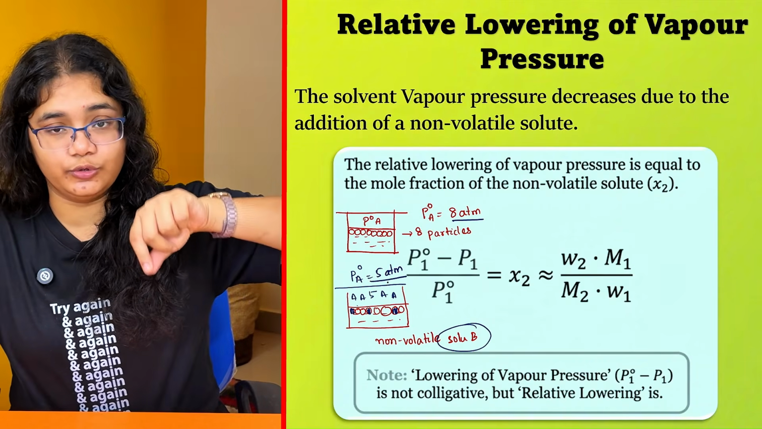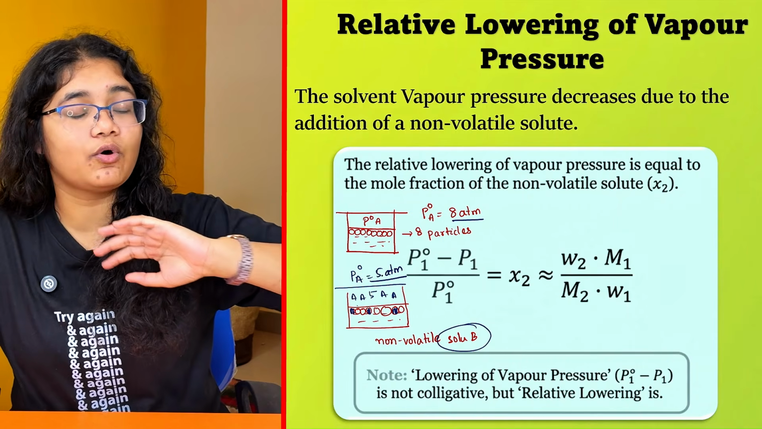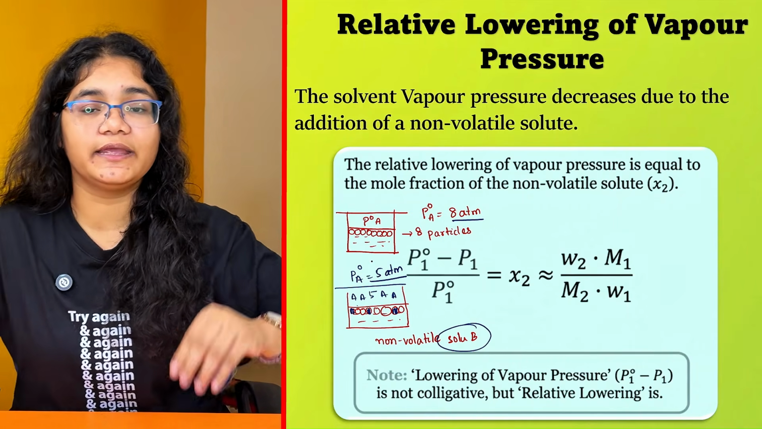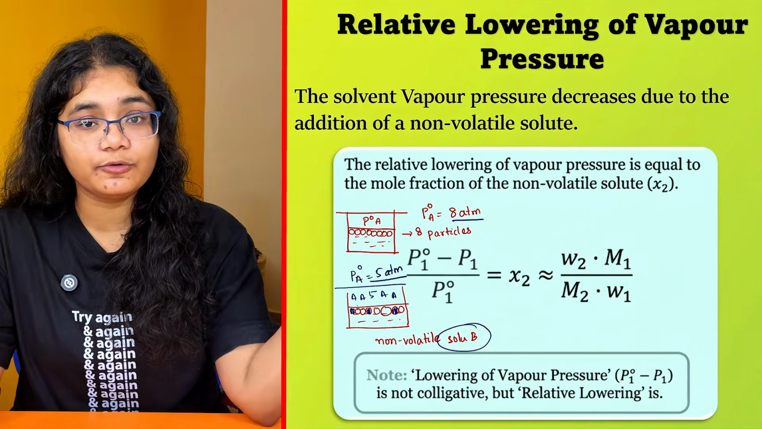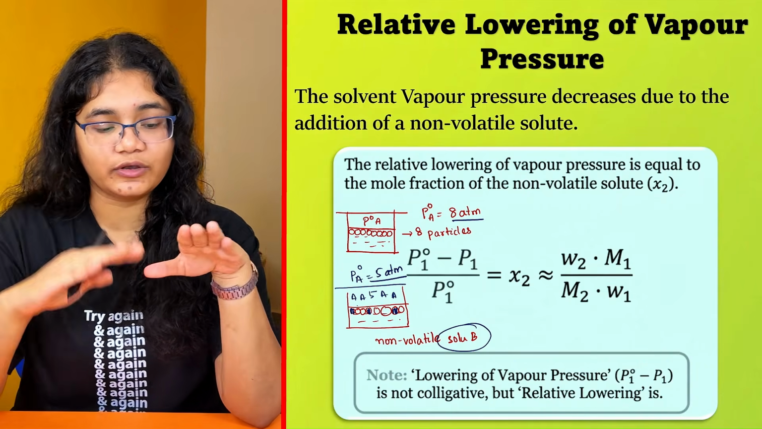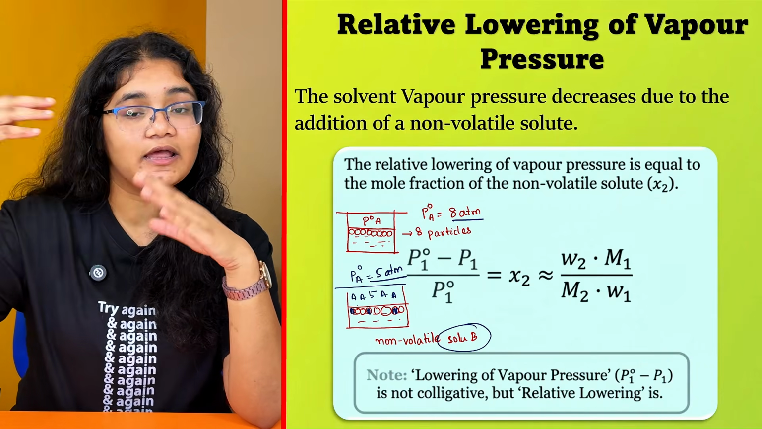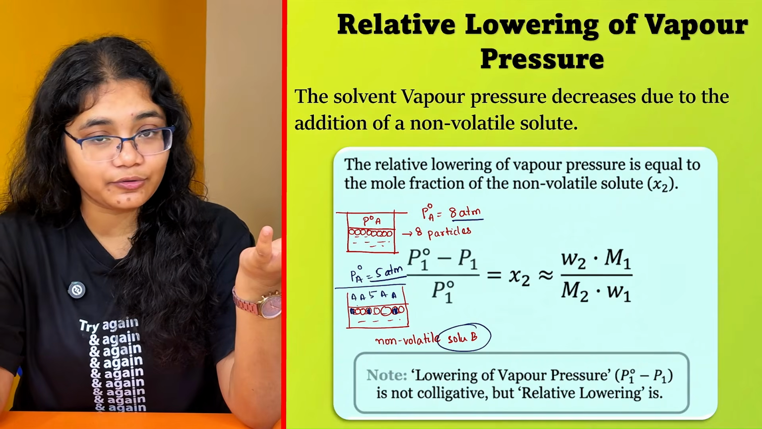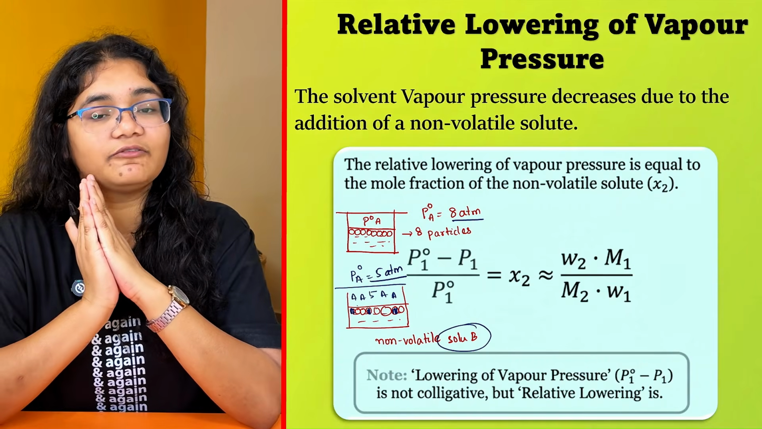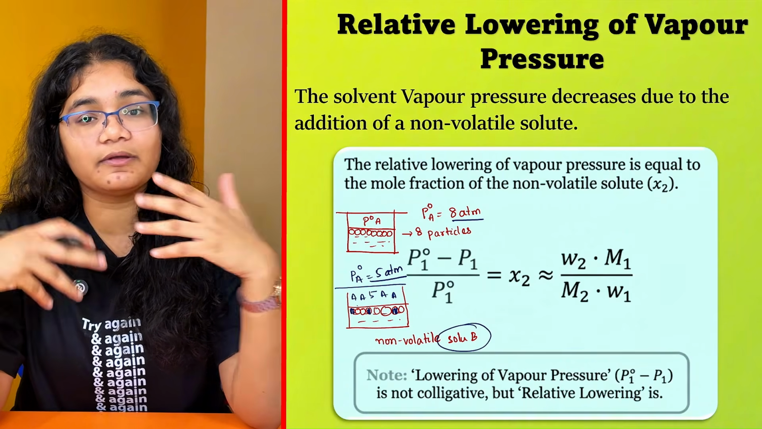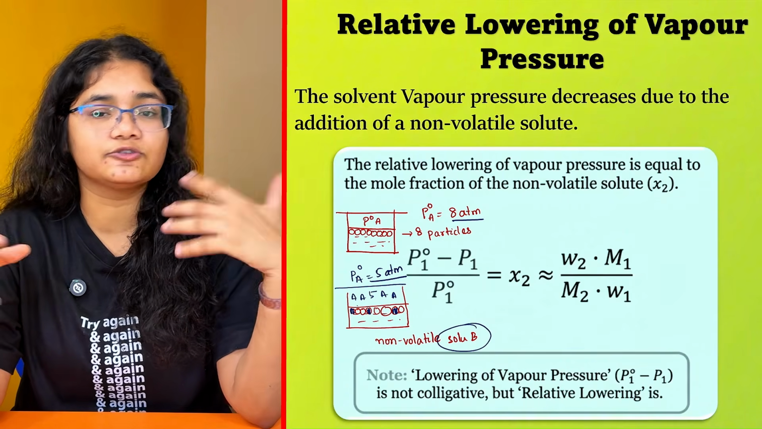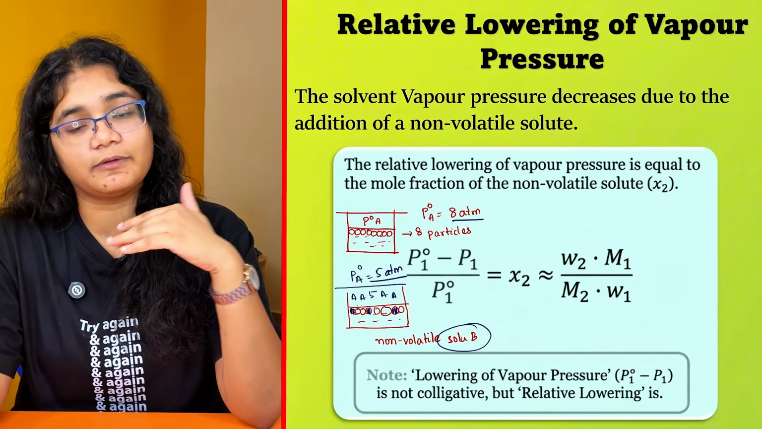When you add a solute, the pressure of the solvent always decreases. The reason is that the solute particles occupy some of the surface. Evaporation is a surface phenomenon. Earlier, a certain number of particles were able to evaporate, now fewer particles are evaporating. Because fewer particles are evaporating, less vapor will be created and the vapor pressure decreases.